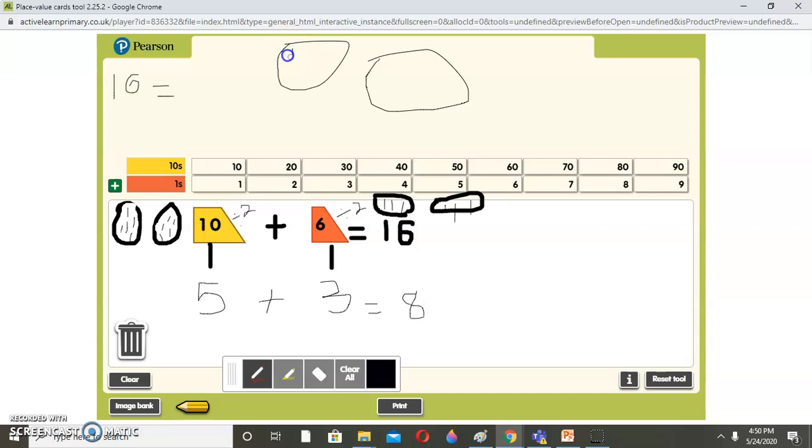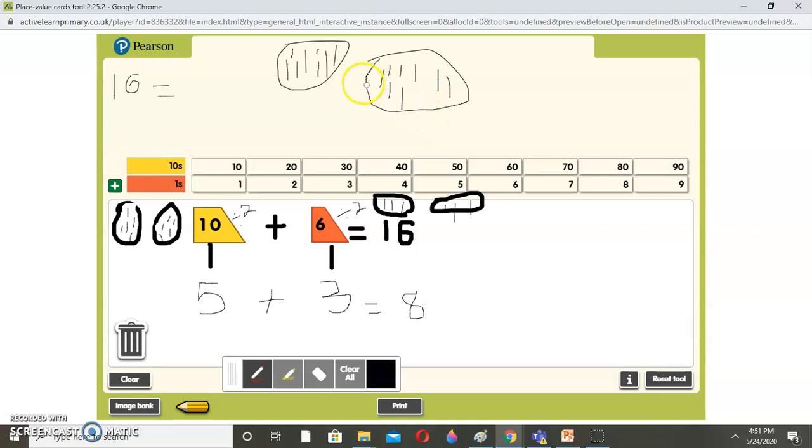Okay, good. So let's count: 1, 2, 3, 4, 5, 6, 7, 8, 9, 10, 11, 12, 13, 14, 15, 16. Then you count on one side of the circle, on this other side of the circle, this one.